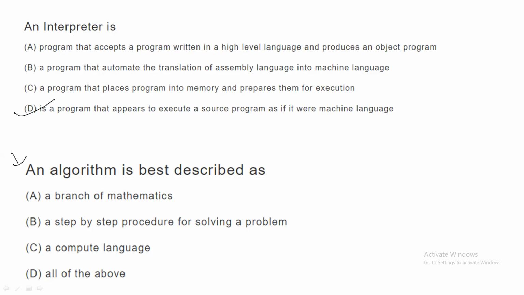The next question is: an algorithm is best described as a step-by-step procedure for solving a problem. It's just a basic definition of algorithm. Whenever you try to learn about the algorithm, you will get the first definition of algorithm like a step-by-step procedure or a set of procedures, right? So this will be the correct answer over here. Just a minute. Remaining examples are branch of mathematics. Okay, yeah, option number B will be the correct answer. Let's move on to the next one.